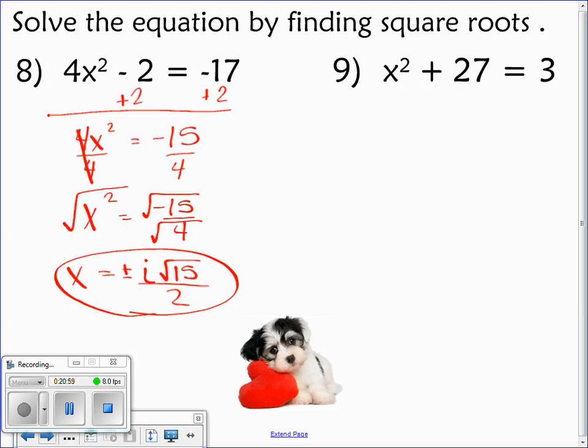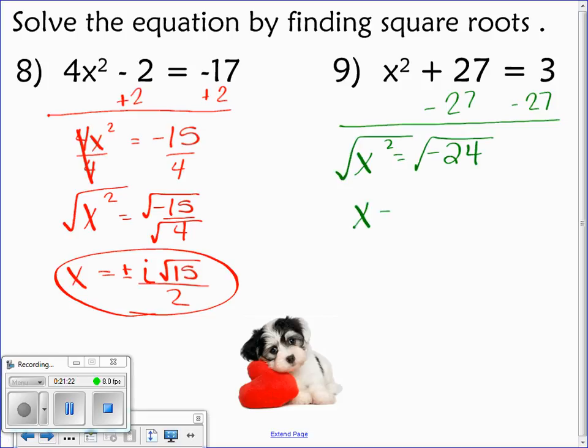All right, number 9. What do you want to do first? Good, let's subtract 27. So x squared equals negative 24. Hey, there's no fractions, you guys. Yay. Then what? Square root. So x equals.